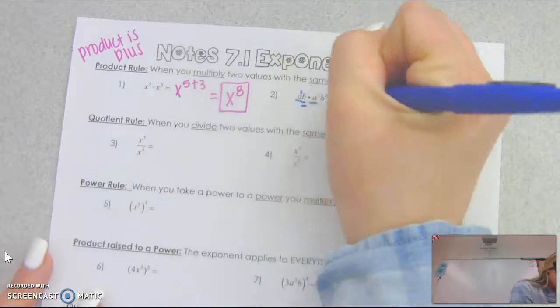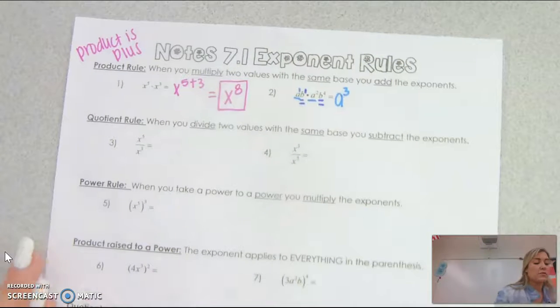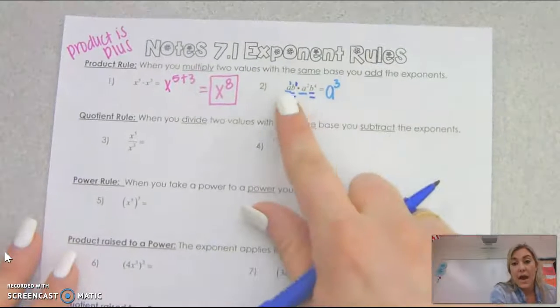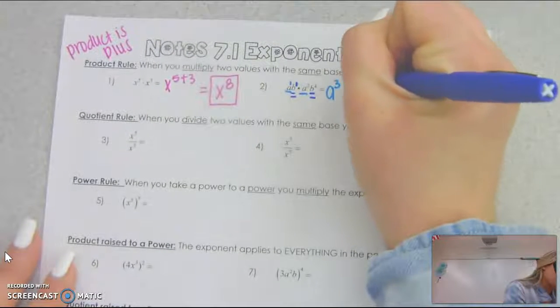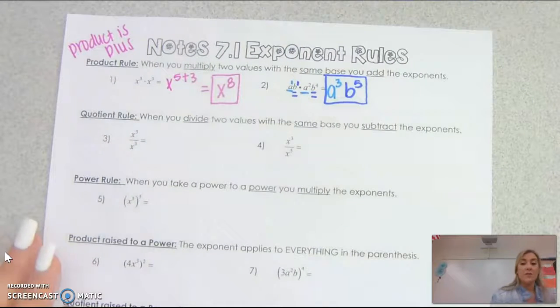And then I'm going to look at my b's. I have a b here and a b here. And since there's no exponent with that b, I'm going to put a little 1 there. And now I'm just going to add. I have 1 plus 4 is 5, so b to the fifth. And that would be my answer for that one.